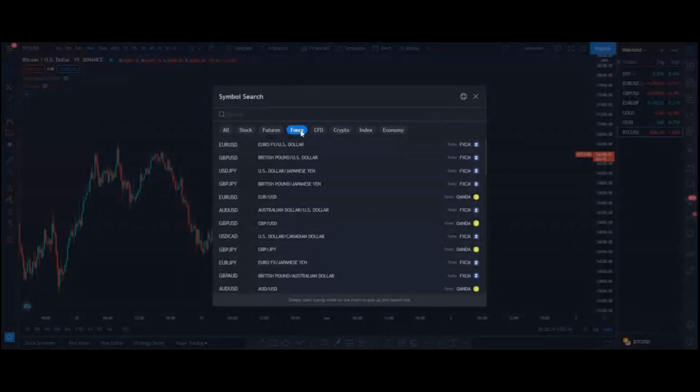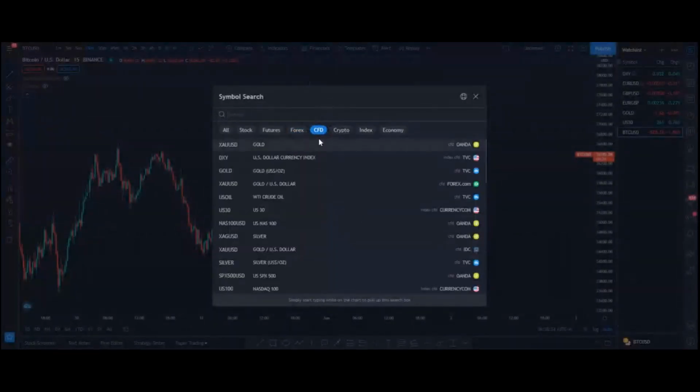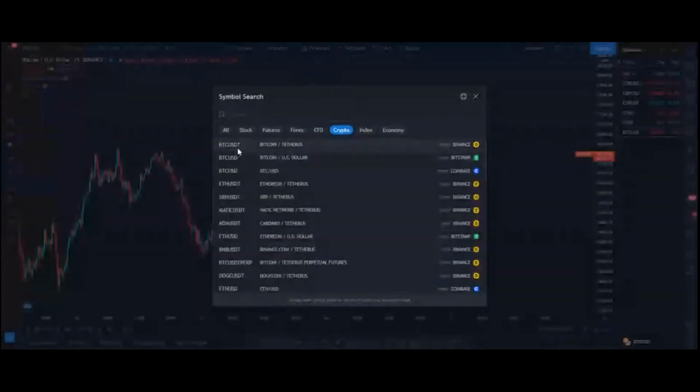Let's go to Forex. This is the financial instruments. These are the underlying assets. You see EUR/USD, GBP/USD, USD/JPY, GBP/JPY, and the likes. CFD commodities: we have gold, the dollar index, US oil, and the Dow is classified under this for a certain reason. Then we have cryptocurrencies: Bitcoin, Ethereum, XRP, that's Ripple. We have Matic, Cardano, BNB, Binance Coin, Dogecoin, and the likes.